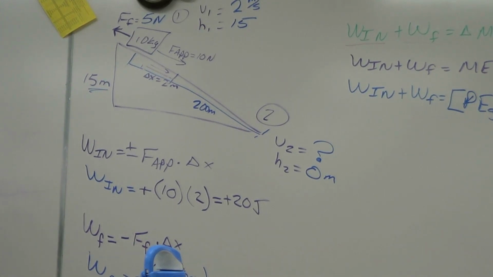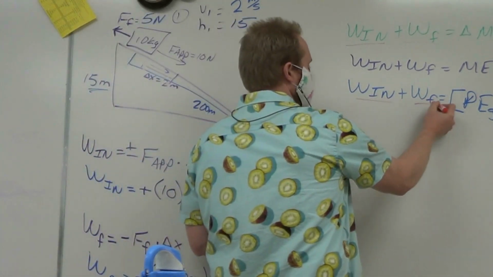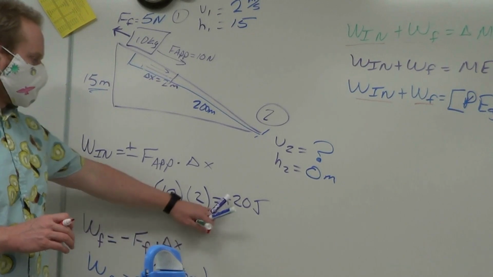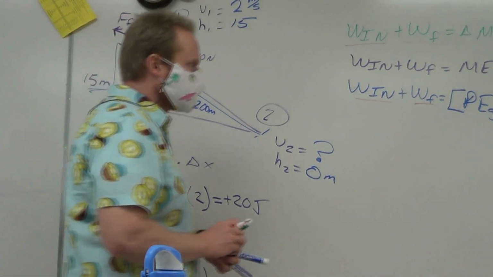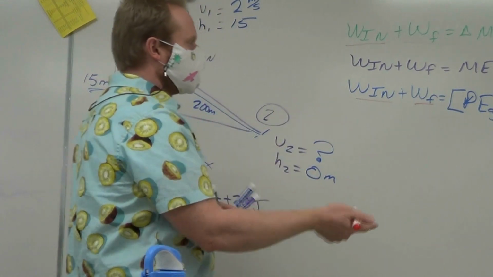Now, I start asking myself, what do we keep and what do we cancel? I've already discussed those two. We have to keep work done by friction. Positive 20, negative 1,000. We're looking for heights, we're looking for velocities, we're looking for spring stuff.